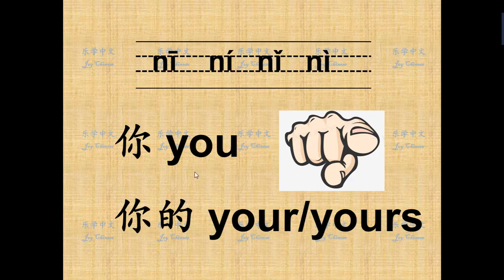Next combination is n and e. N, e, 你、你、你. So here, the third tone, 你, is important. It means you. So we learned 他 in the last video. Here, you will learn 你 means you. When you say 你的, you combine 你 with 的. It means yours or your.